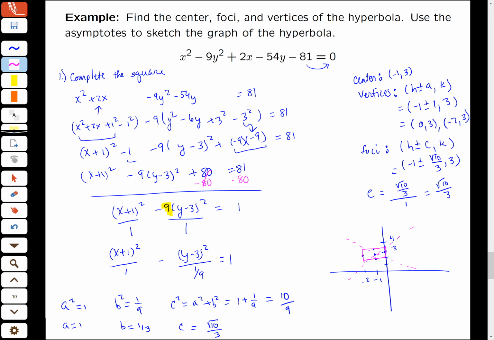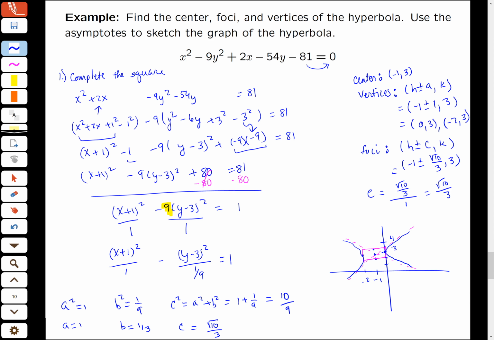And now you know it's horizontal because the X term is first, so we're going to draw our hyperbolas horizontally through that. And the hyperbolas approach the asymptotes. Oh, that didn't work so well. Let me try that one again. There's our graph. Mine's a little crooked. Sorry about that.